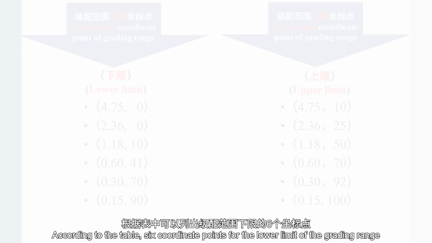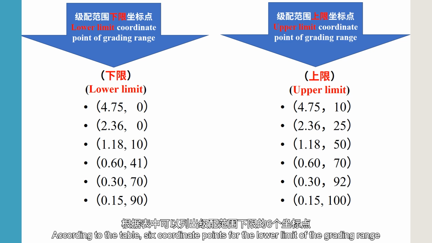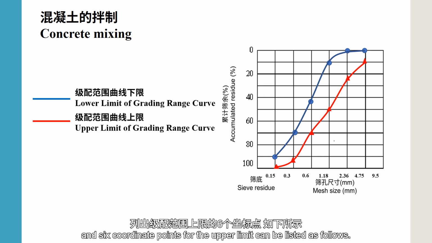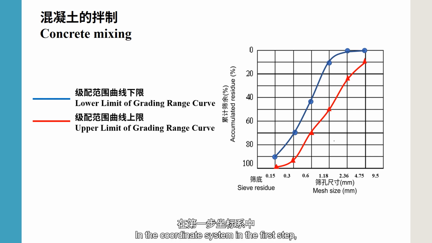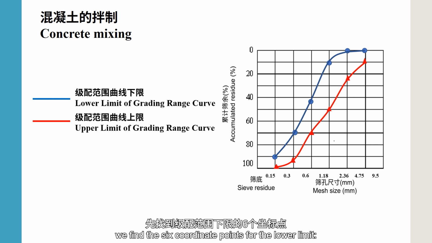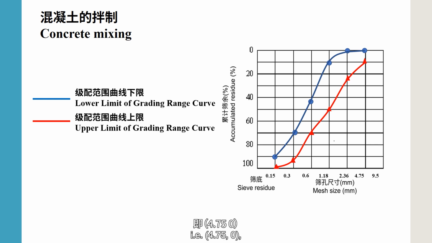According to the table, 6 coordinate points for the lower limit of the grading range and 6 coordinate points for the upper limit can be listed as follows. In the coordinate system in the first step, we find the 6 coordinate points for the lower limit. That is 4.75, 0, 2.36, 0, 1.18, 10, 0.60, 41, 0.30, 70, and 0.15, 90.